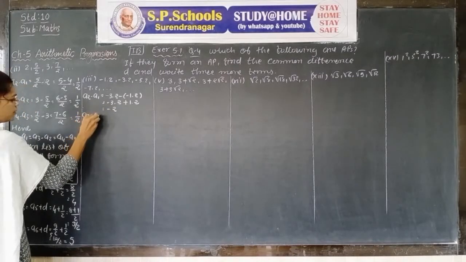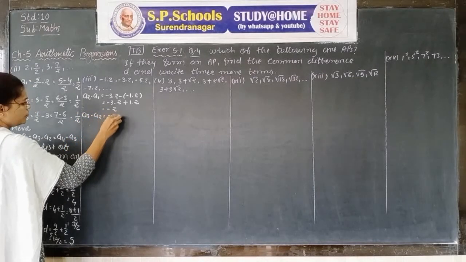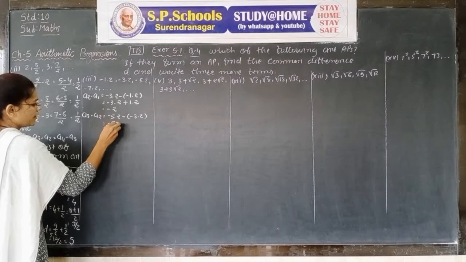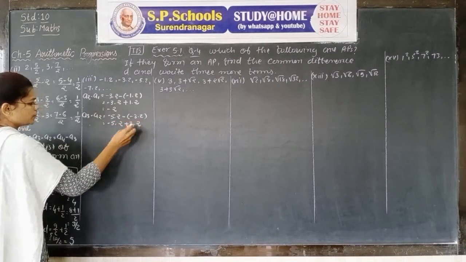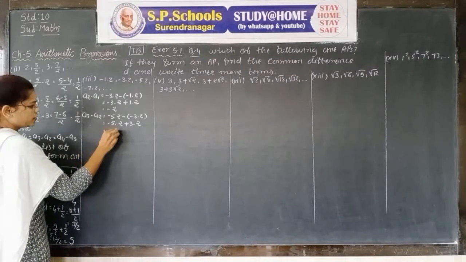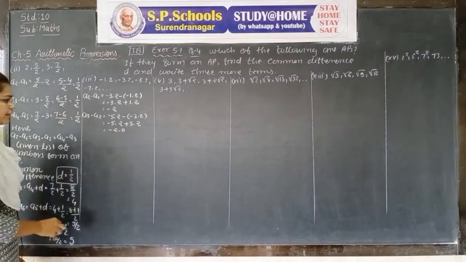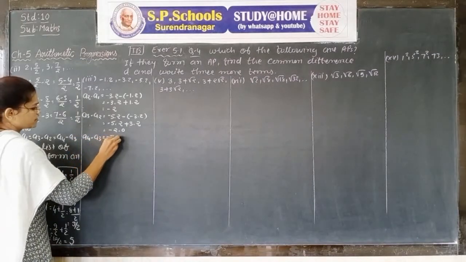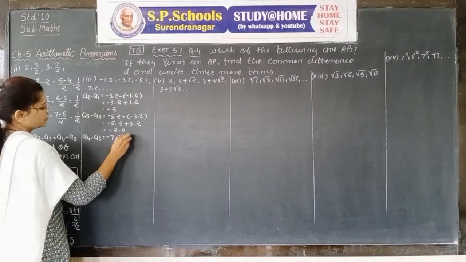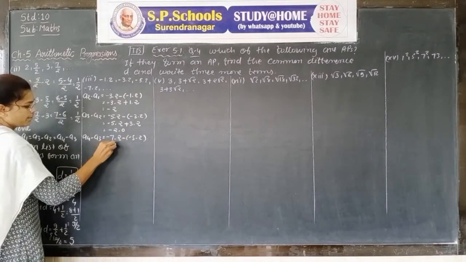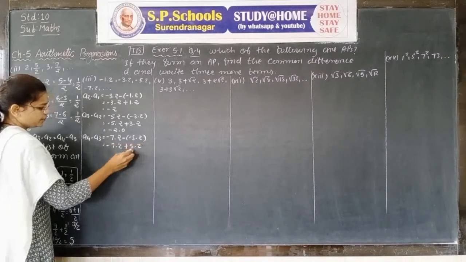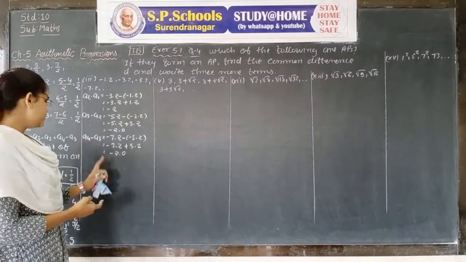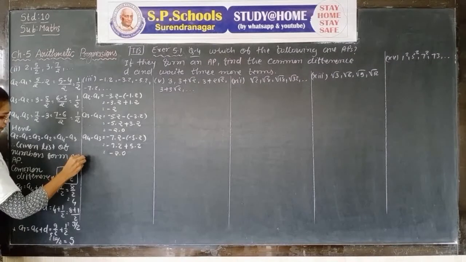Same way, a3 minus a2. a3 is minus 5.2 minus the second term, minus 3.2. Minus 5.2 plus 3.2 is equal to minus 2.0 or only minus 2. a4 minus a3, where a4 is minus 7.2 minus a3, which is minus 5.2. Minus 7.2 plus 5.2 is equal to minus 2.0 or only minus 2. Here the difference between two consecutive terms is the same.